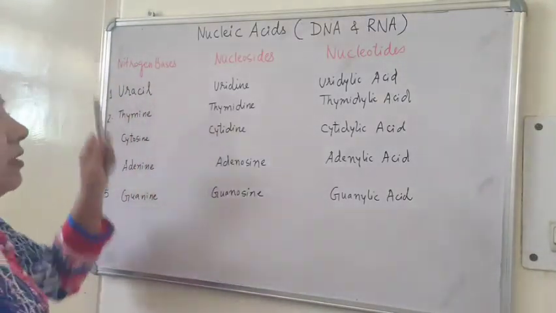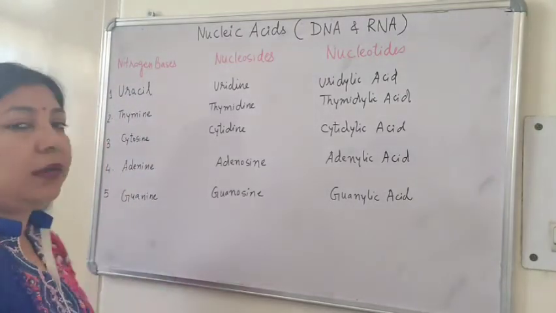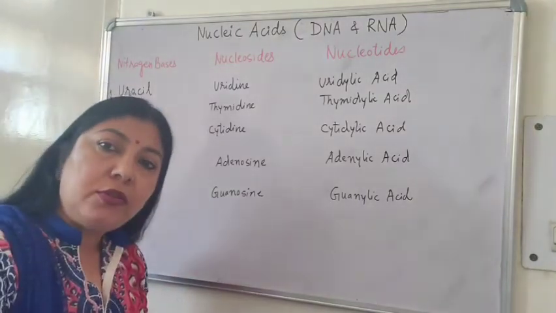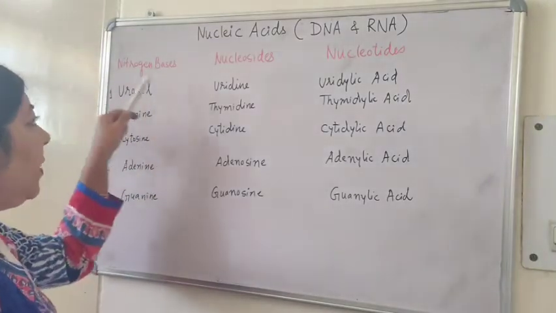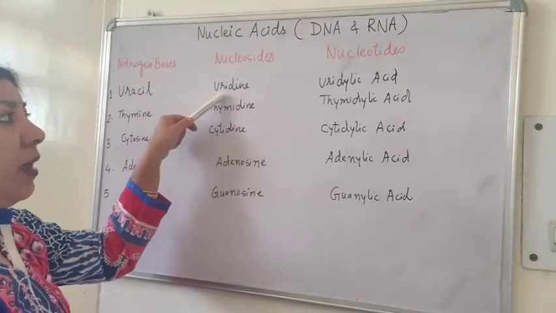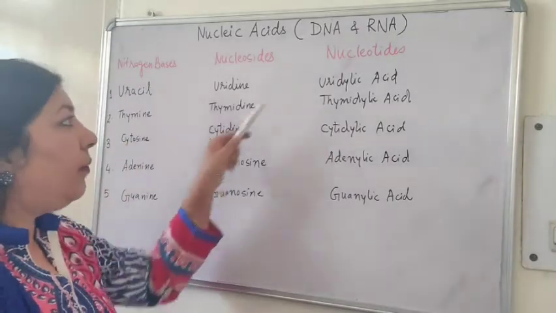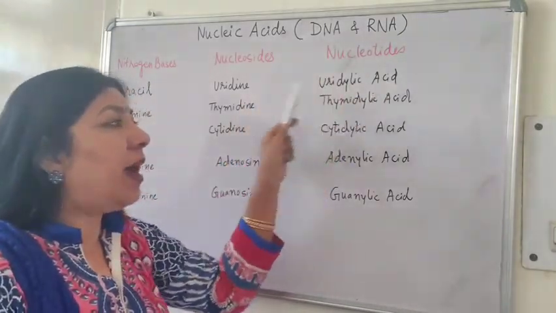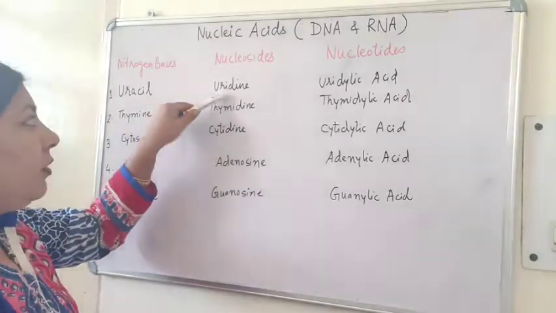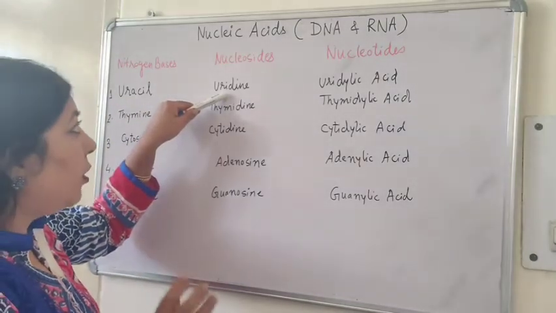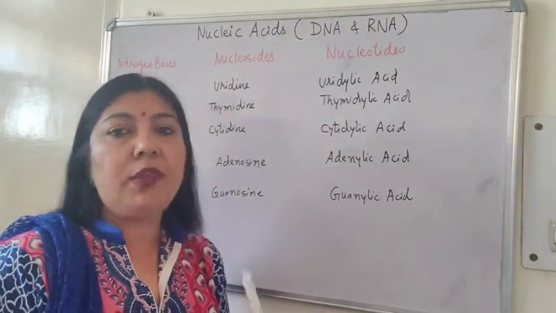First, if we take uracil, uracil is a type of nitrogen base. And when a sugar is attached to it, suppose pentose sugar, then it will become uridine. And when a phosphoric group is also attached, then it will be called uridylic acid. So uracil is a nitrogen base, uridine is a nucleoside, and uridylic acid is a nucleotide.